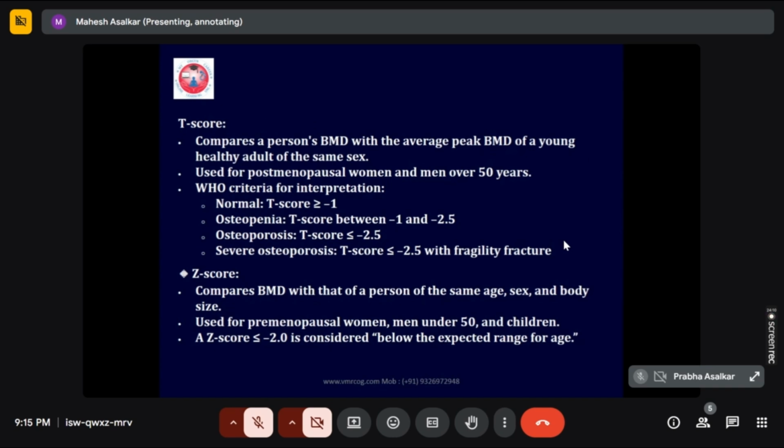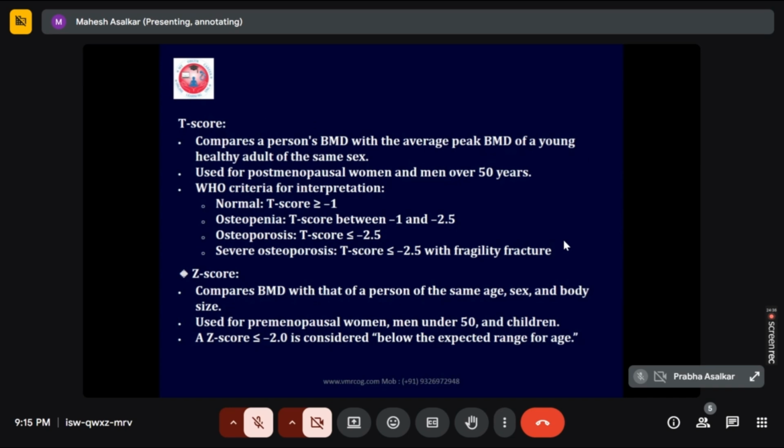WHO criteria for interpretation, again, these are the SBS most of the time. T score more than or equal to -1 is normal. Osteopenia, when T score is between -1 and -2.5. Osteoporosis, when T score is less than or equal to -2.5. And severe osteoporosis, T score is less than -2.5 along with fragility fractures. Okay, so they may give you any of the score and they may ask you the interpretation.